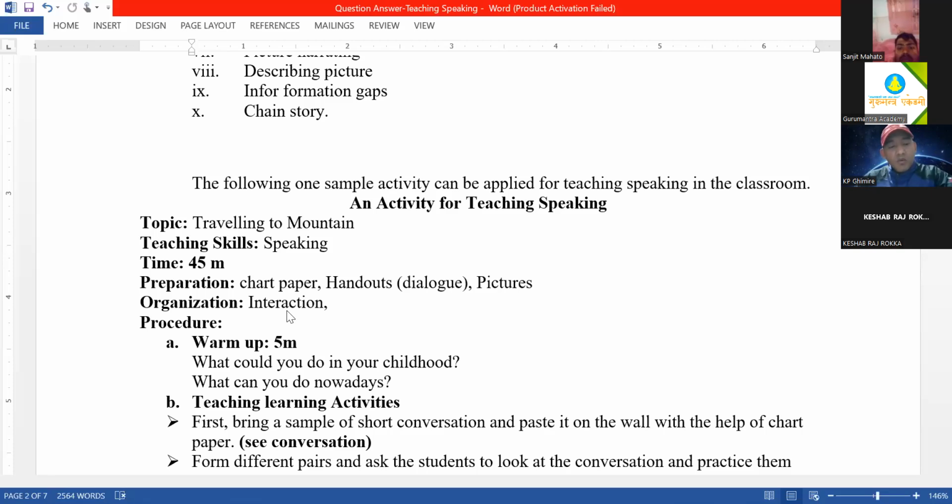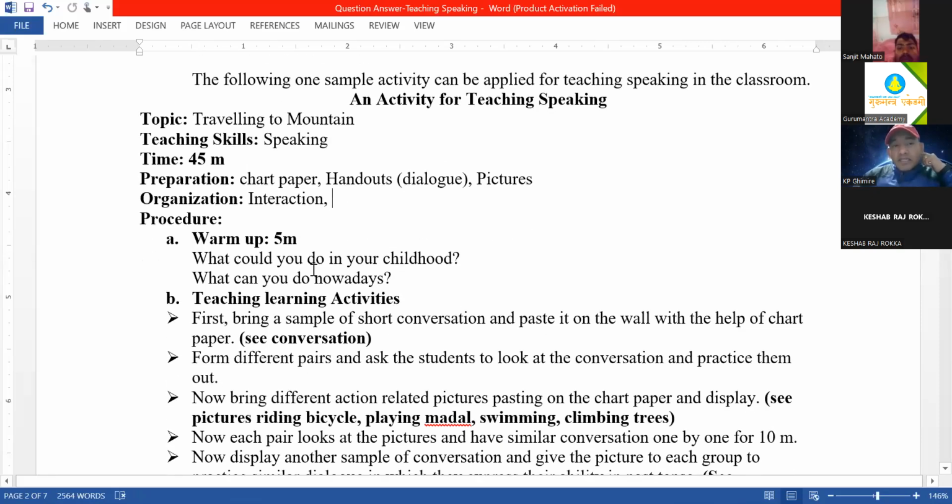Under procedure, warm-up activities and teaching learning procedures are there. Teaching learning procedure or teaching learning activities, these are same. So see here, by the way, I was talking about expressing ability. What could you do in your childhood? It's a kind of classroom discussion. Teacher discusses with the students or teacher asks these questions to the students. Responses. And what can you do nowadays?